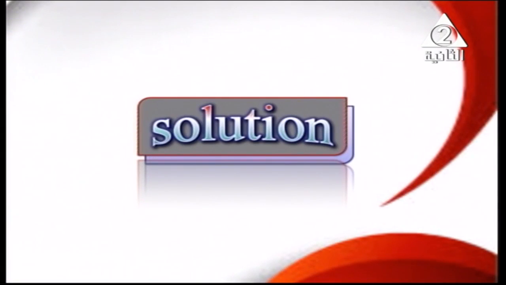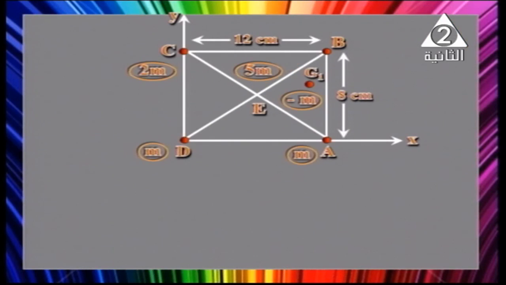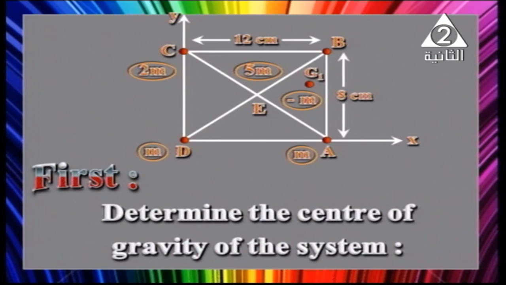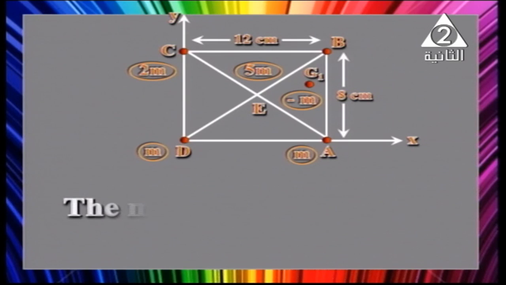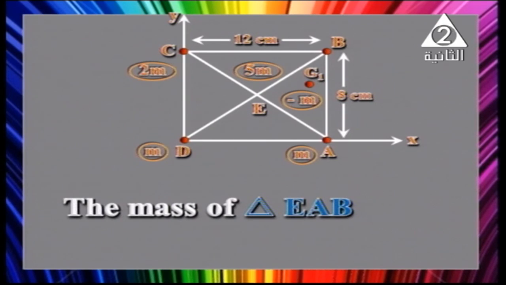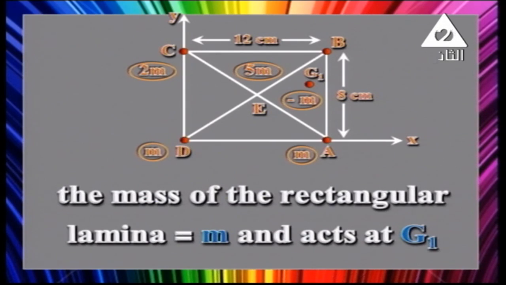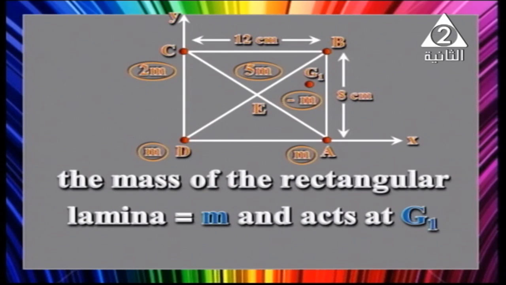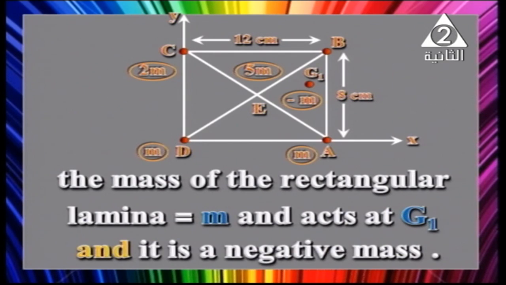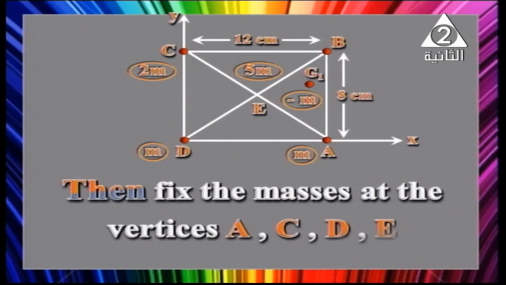My dear student, look at ABCD, a rectangle. Determine the center of gravity of the system. The mass of triangle EAB, a quarter of the mass of the rectangle lamina, equals M and acts at G1. The mass of the rectangle lamina equals M and acts at G1 and its negative mass. Then fix some masses at vertices A, C, D, and E.